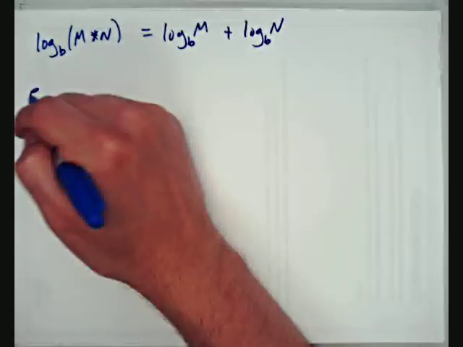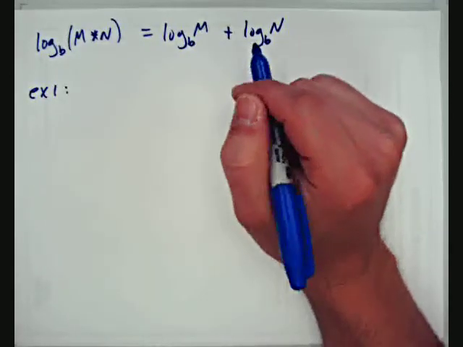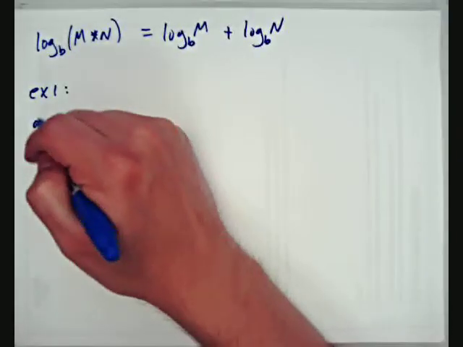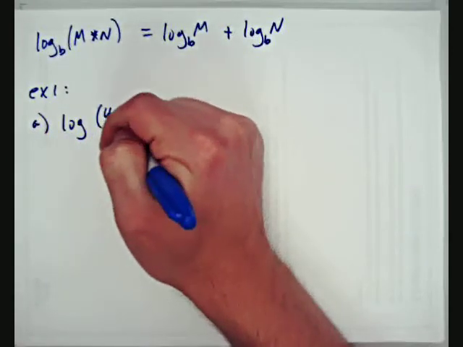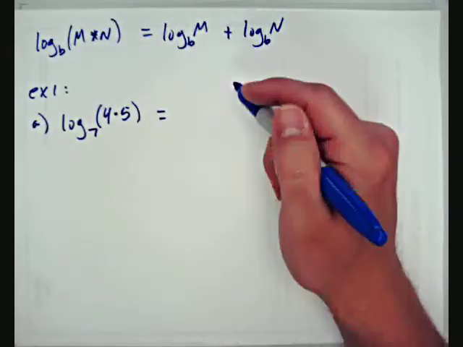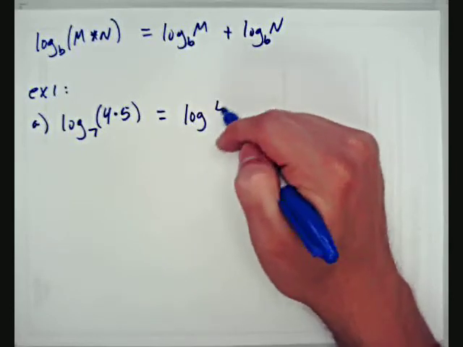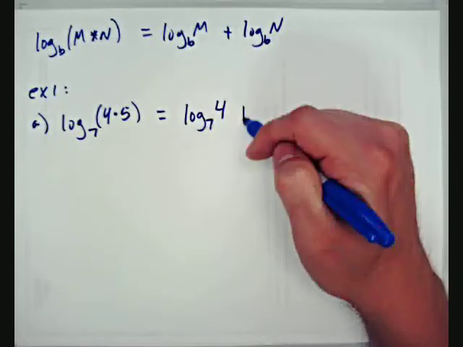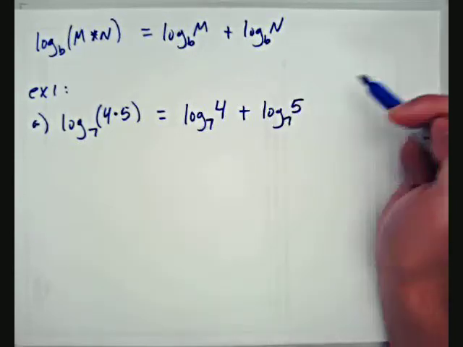So example 1, use the product property to expand. Part A, the log of 4 times 5, base 7. Product property says that we can split this into the log of 4 base 7 plus the log of 5 base 7.